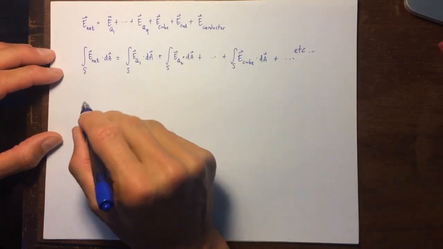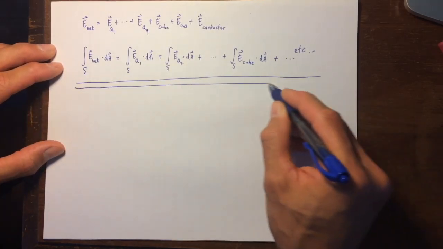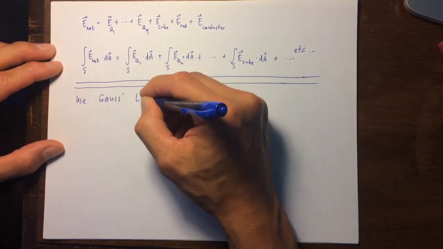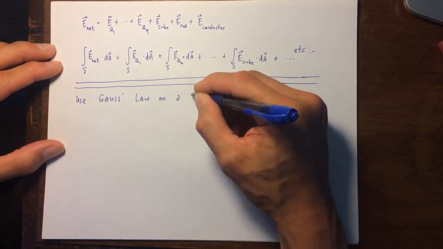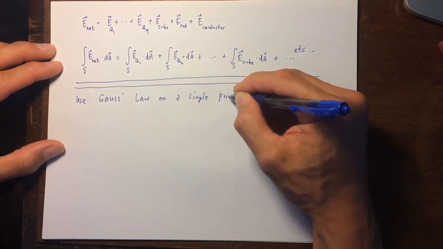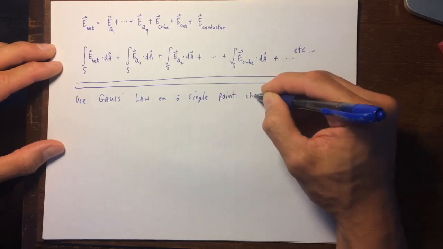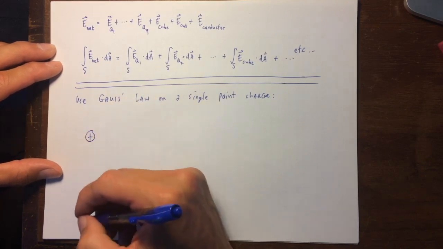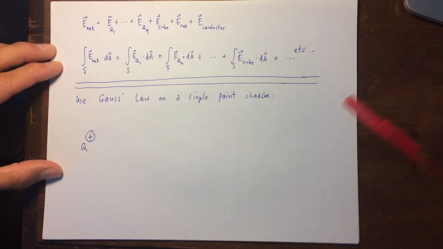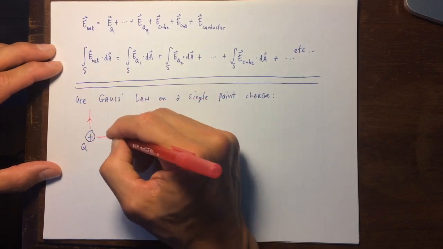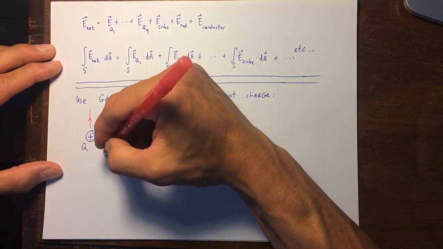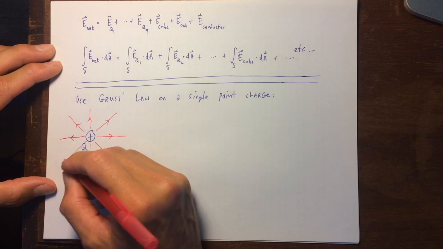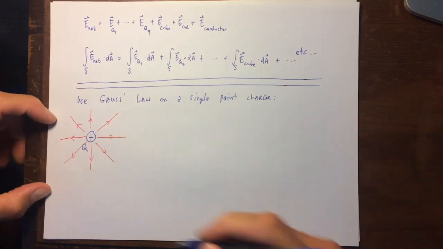Okay, so with that said, let's use Gauss's law on a single point charge. So here's the single point charge. Let's say it's of charge Q. And here is somewhat of a depiction of the electric field of Q. Right, this is the electric field of Q.